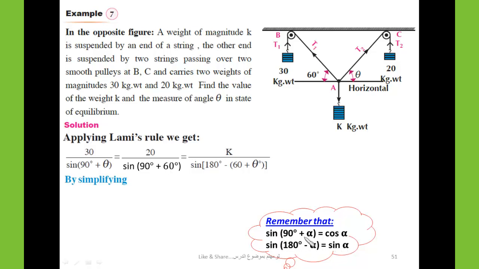Again, sine 90 plus alpha equals cosine alpha. So if alpha equals 30, for example, you can write sine 90 plus 30 equals cosine 30. If alpha is any angle theta, you can substitute sine 90 plus theta equals cosine theta. And the same with respect to sine 180 minus alpha: sine 180 minus alpha equals sine alpha. Sine 180 minus theta equals sine theta. Sine 180 minus 60 equals sine 60, and so on. And we will use this information to simplify this proportion.